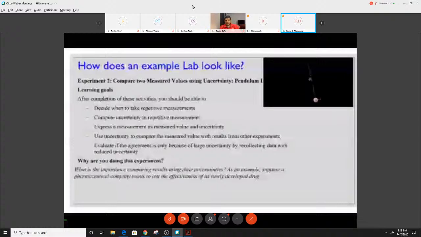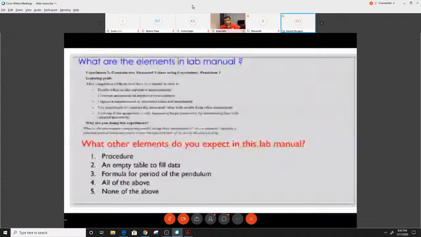And then after that, what is it? So now another question for the audience. I showed you these two things. First, there is a title with the goals, and then there are motivational sentences that hopefully motivate them to do that lab. So now the question: what other elements do you expect in this lab manual I'm writing?